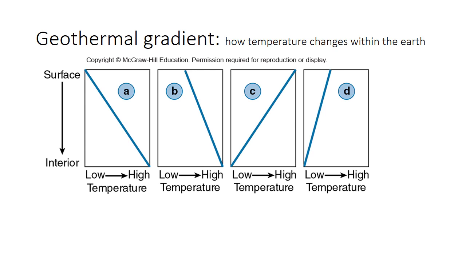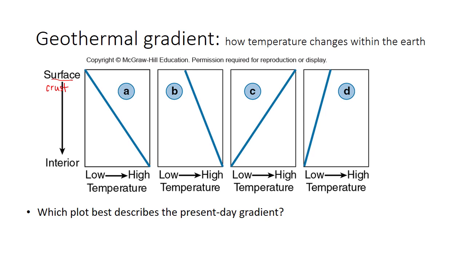So let's look at these diagrams. There are 4 possible diagrams to describe the Earth's geothermal gradient. So let's kind of analyze these. And I want to ask, which plot best describes our present day gradient? So here we have space. So we have the surface of the Earth. Okay, this is the top of the crust. And I'll just make a note here, crust. And then down here, the interior, this would be in the core. Inner core, outer core. It doesn't matter too much.